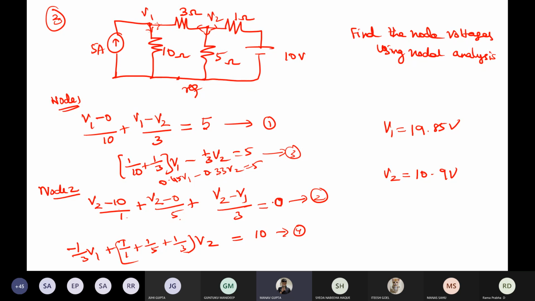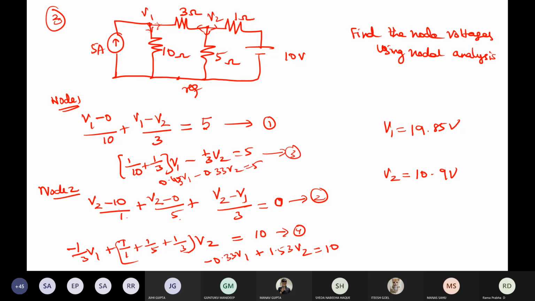Ma'am, it was not 0.45, it was 0.43 V1 minus 0.33 V2 equal to 5. Okay, 0.43 only. Just 0.3 and 0.5, that's not a problem. Then again, this is 0.33 V1. Then this will be 5 inverse plus 3 inverse plus 1, so 1.533. Solve this equation.